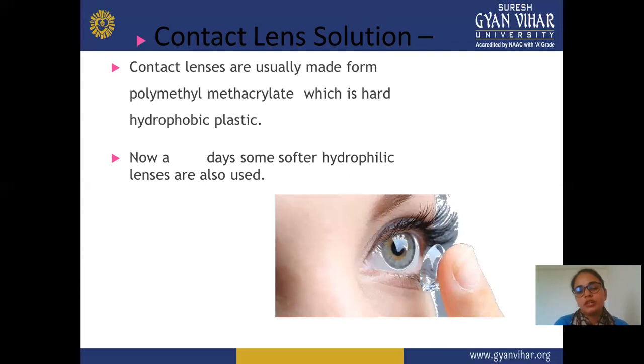Nowadays, different research and discoveries on these lenses have been done, so that softer lenses are available, which are more compatible than the plastic ones or the previous hydrophobic ones. These soft lenses are hydrophilic in nature, just the opposite of the previous ones, because the previous ones were hydrophobic, and nowadays lenses of hydrophilic nature are also available.